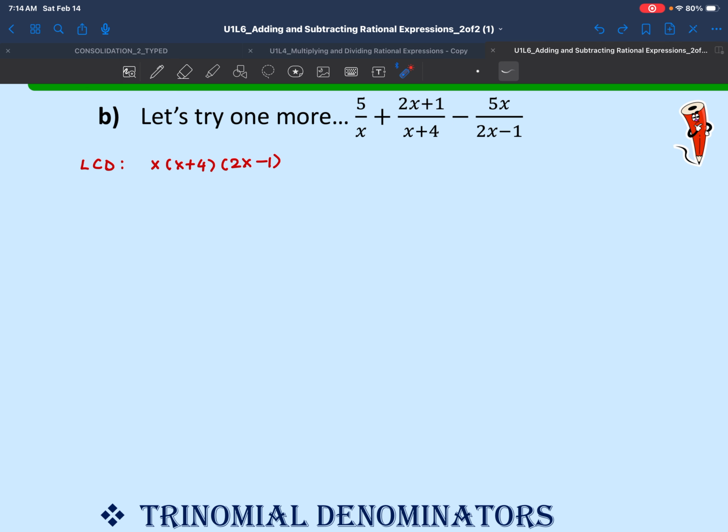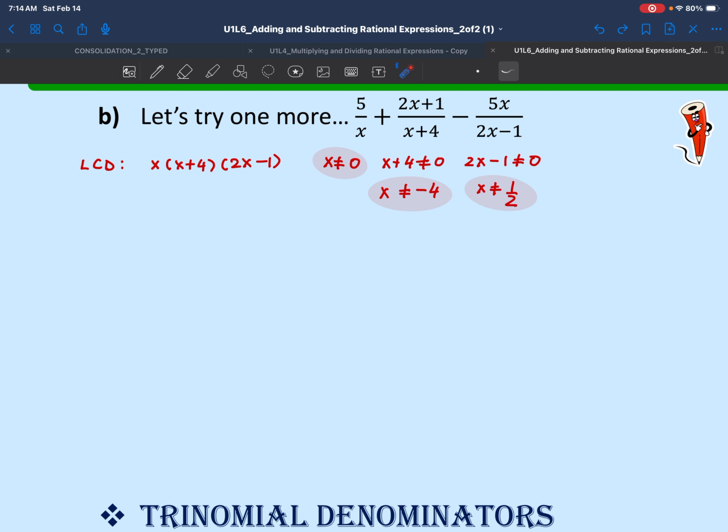Now, since we're at it, again, we're going to state the restrictions. We're going to say x cannot equal 0 because it is a factor, and multiplication by 0, by this factor of 0, will make the entire denominator 0. Also, x plus 4 has to be different than 0, which means x has to be different than negative 4, and 2x minus 1 different than 0, which means x has to be different than 1/2. So our restrictions are x different than 0, different than negative 4, and different than 1/2.